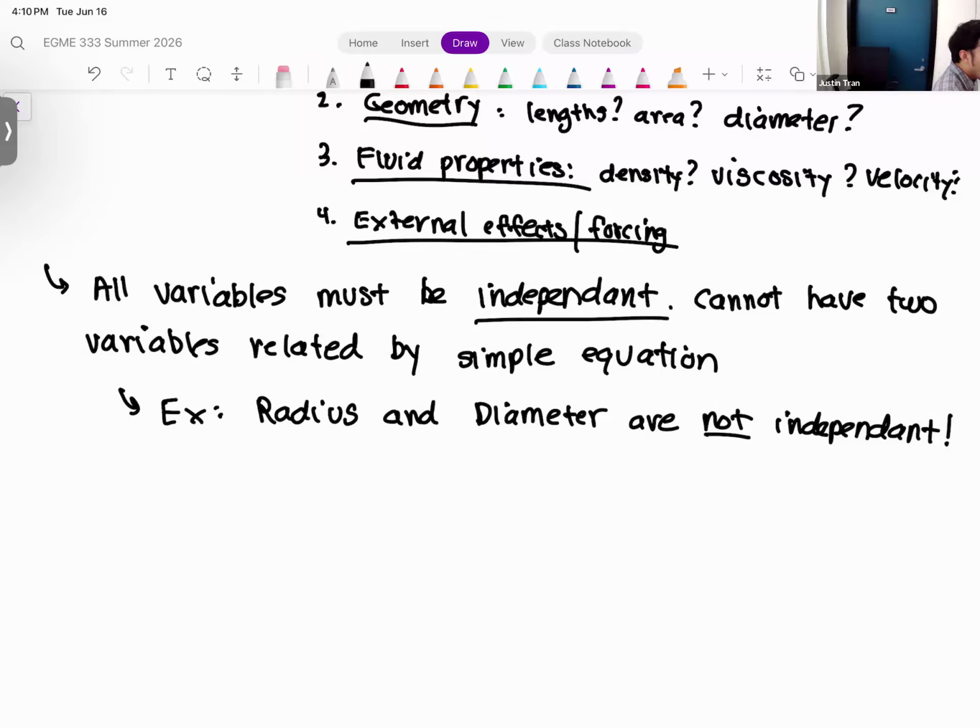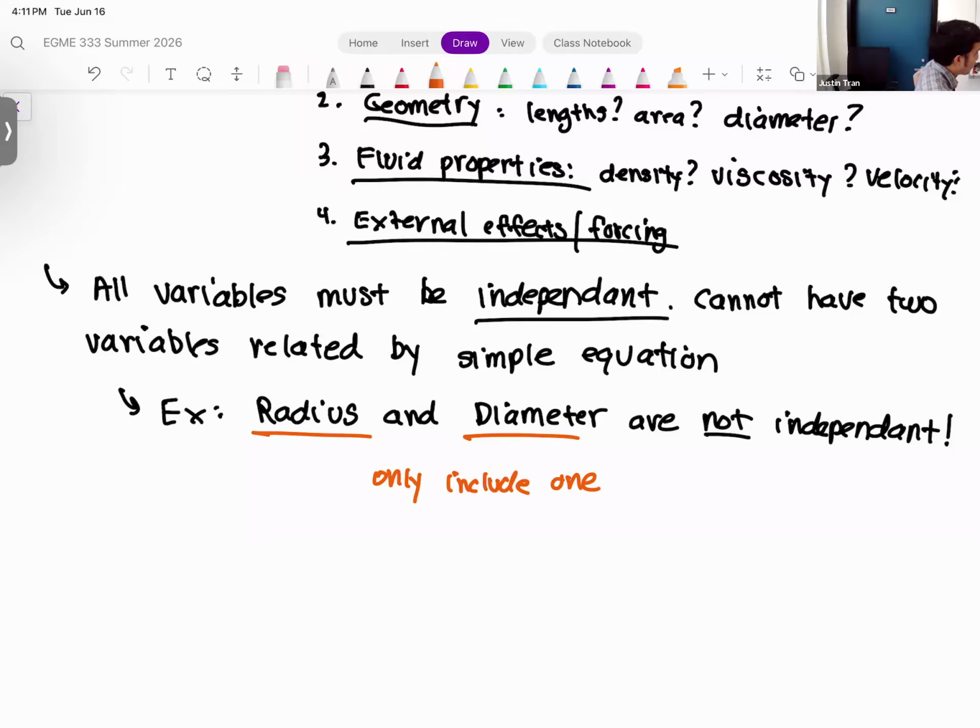And so when you're doing your method of repeated variables, you don't need to include both the radius and the diameter because one implies the other. So you only have to include one of these. Right, so that one's pretty obvious. Radius and diameter are essentially the same thing. You can't change one without changing the other.